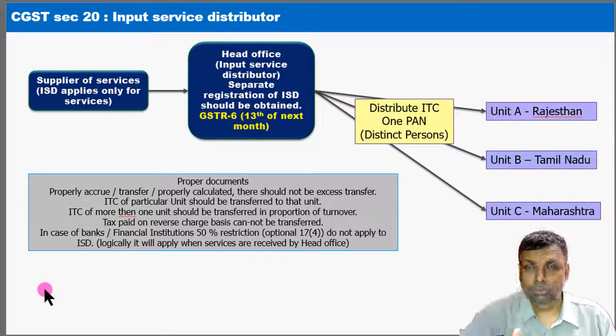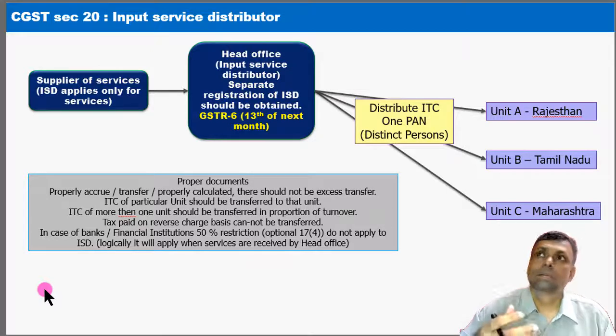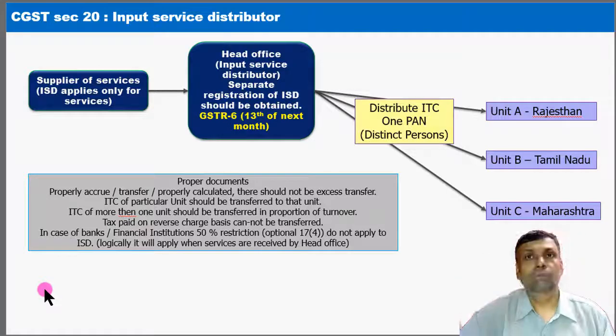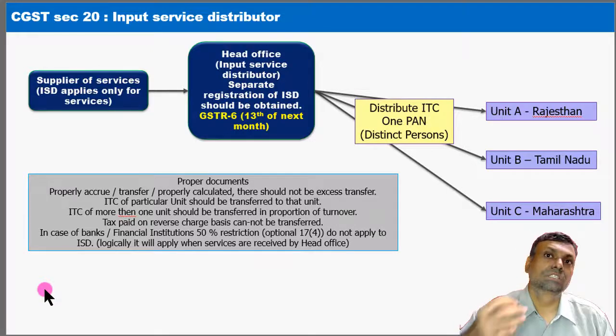So you are taking the bills for your input services in a centralized place, but maybe the services are being provided at distant locations. For example, you may have one unit in Rajasthan, one unit in Delhi, one unit in Maharashtra, one unit in Tamil Nadu. But your centralized procurement of the services is done from Mumbai.